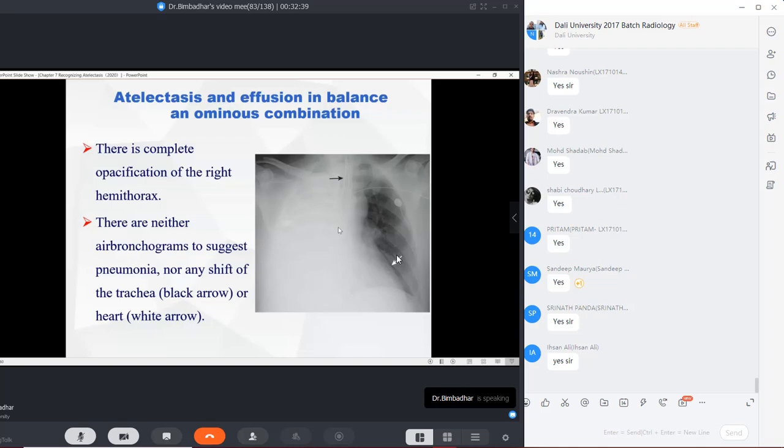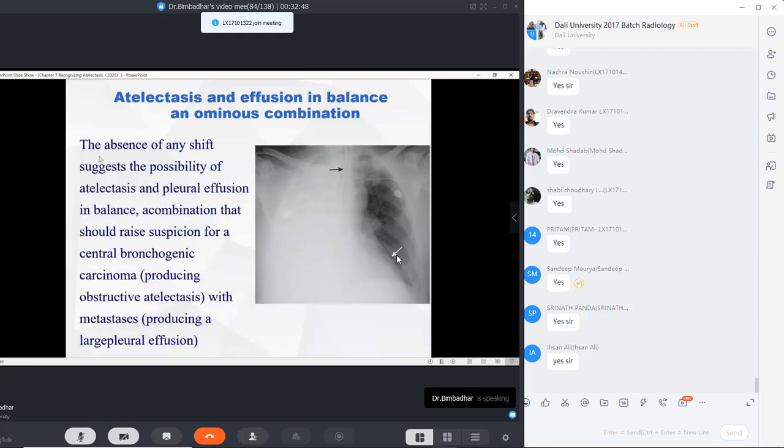So is this happening because of atelectasis or an effusion? Now, the absence of any shift of the structures suggests the possibility of atelectasis and pleural effusion in balance. Which means to say there is an equal amount of atelectasis and pleural effusion, which is causing contractive compression. So this combination should give rise to a situation where the lung will be compressed.